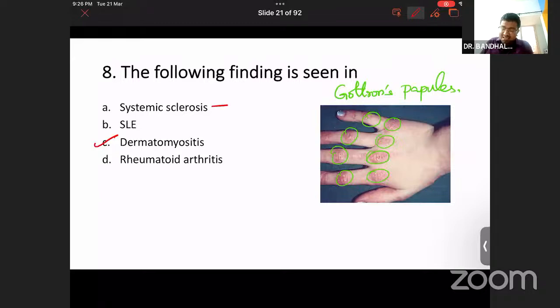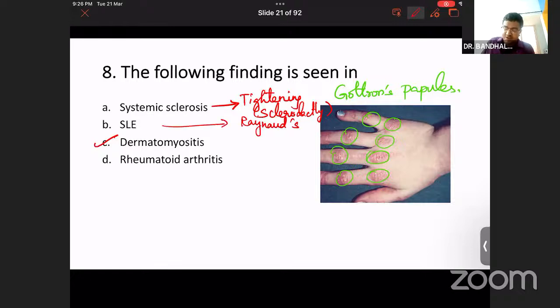In systemic sclerosis, the only hand finding the patient may have is tightening of the skin over that area, which is known as sclerodactyly. The entire finger will become thinned, and there will be Raynaud's. Raynaud's, you know, I hope. There will be discoloration of the fingers, white, red, blue, whenever they are exposed to cold. In SLE also, the main finding is Raynaud's phenomenon. In rheumatoid arthritis, they may have nodules, but they also have deformity because of joint involvement. So in the image, there are only plaques. So you have to think more of dermatomyositis, Gottron's papules.